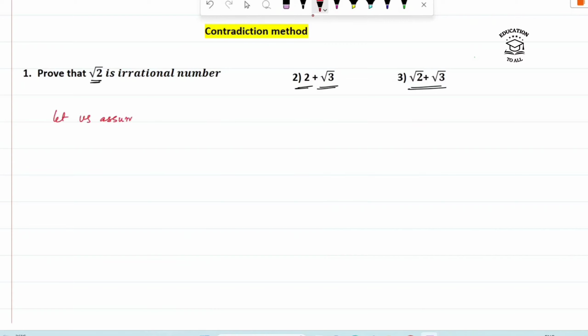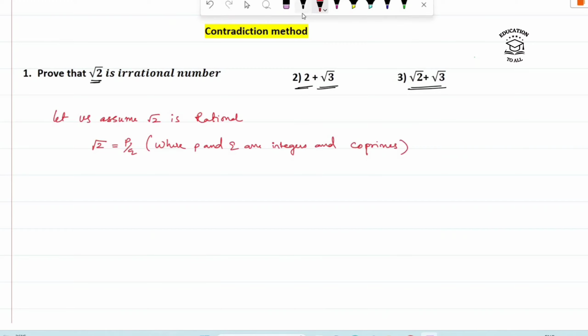Let us assume root 2 is rational. If it is rational, we can express it in terms of p by q. So root 2 is equal to p by q, where p and q are integers and co-primes.